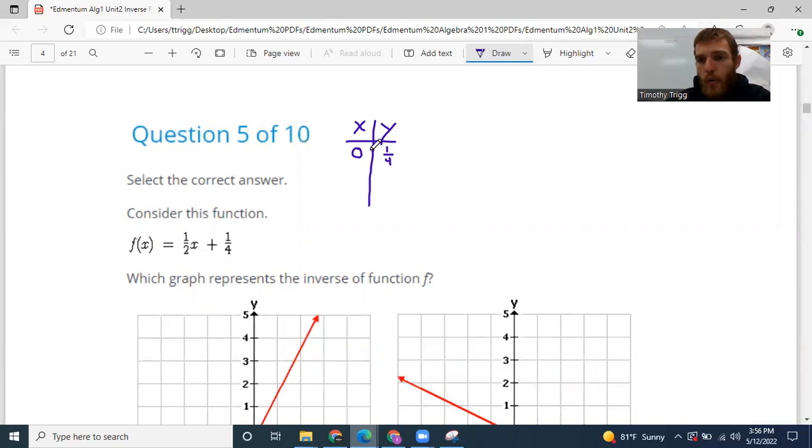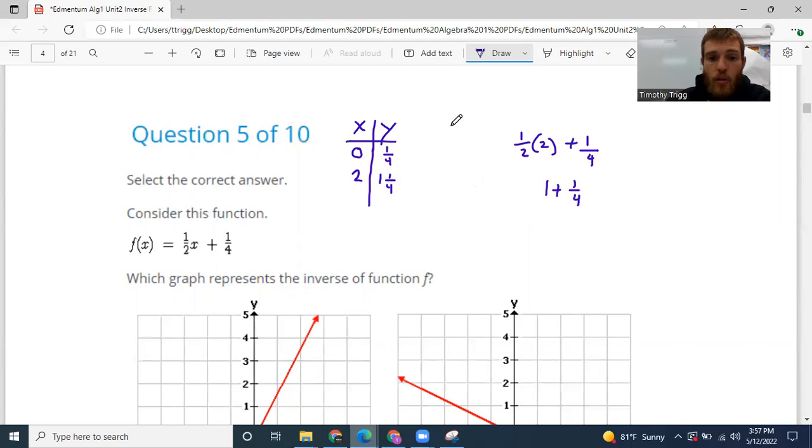Now, I don't like dealing with fractions for the most part, if I can avoid it, but in this case, they kind of forced our hand. Let's find another coordinate point. I'm actually going to use 2, and you'll see why. I replace the X with 2 in 1/2 X plus 1/4. Well, 1/2 times 2 is 1, and 1 plus 1/4 is 1 1/4.